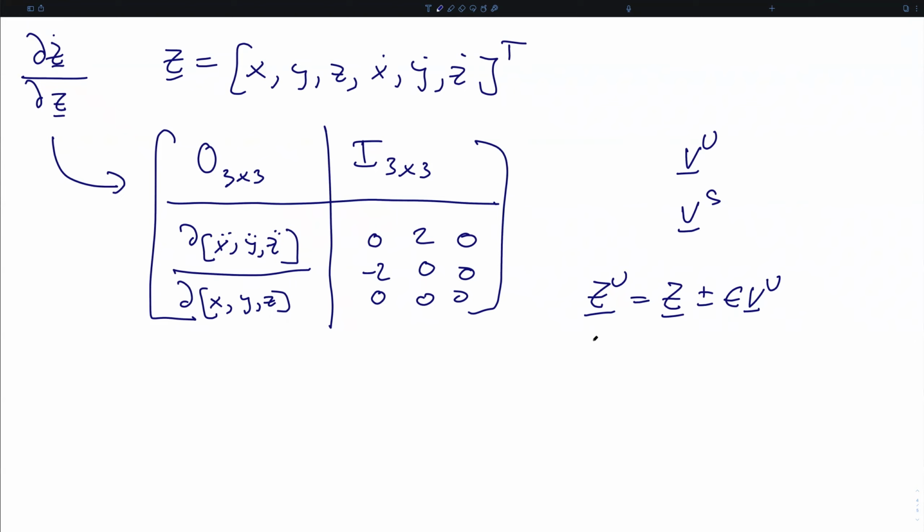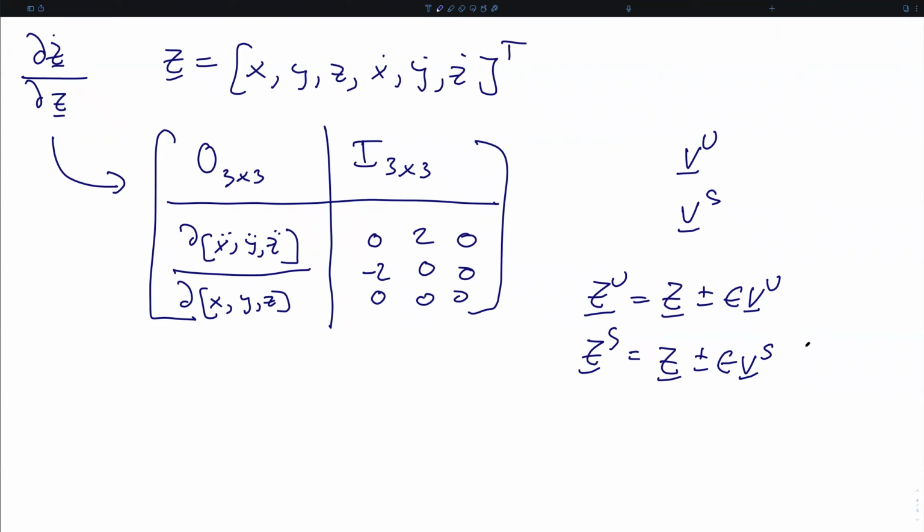Similarly, if we define Zs as Z plus or minus epsilon times Vs, and then we propagate this backwards in time, you will get all of the things flowing in towards the Lagrange point, and therefore you will get your stable manifold. We can do this exercise not just for the Lagrange points themselves, but also for these stable structures that we have previously defined for the Lagrange points.